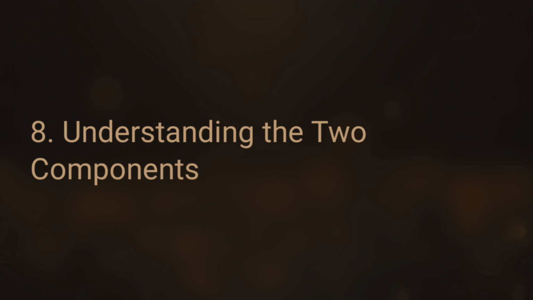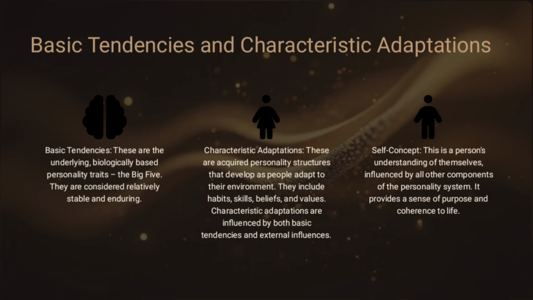So, understanding the two components: basic tendencies and characteristic adaptations. Basic tendencies are the underlying biologically based personality traits. The Big Five are considered relatively stable and enduring. Characteristic adaptations are acquired personality structures that develop as people adapt to their environment.